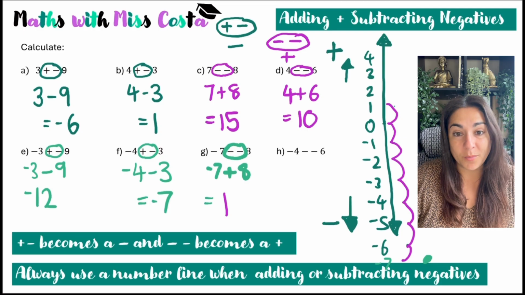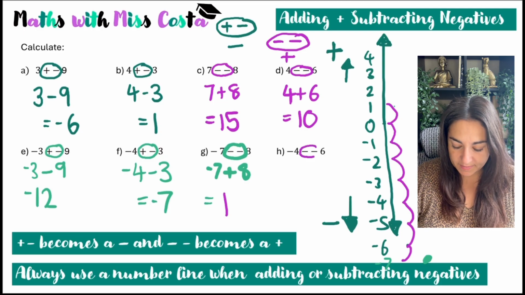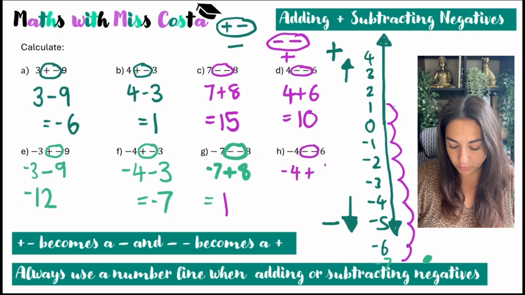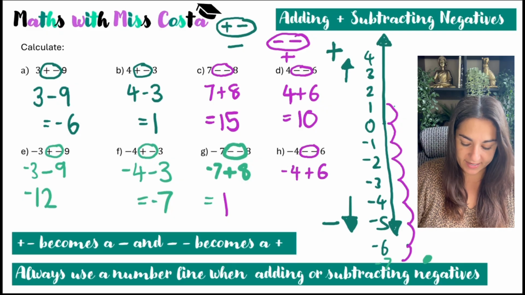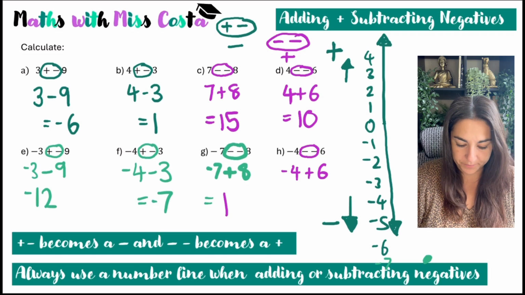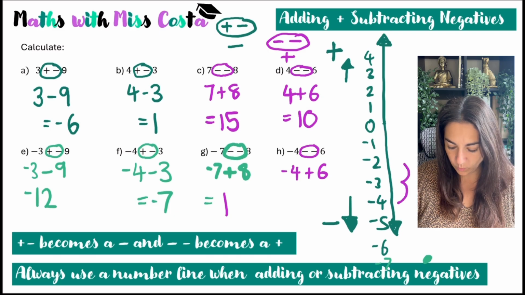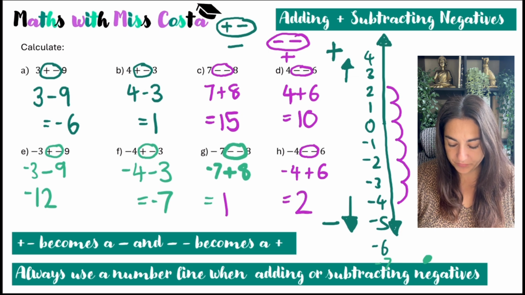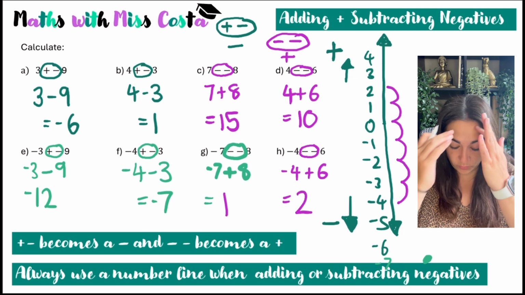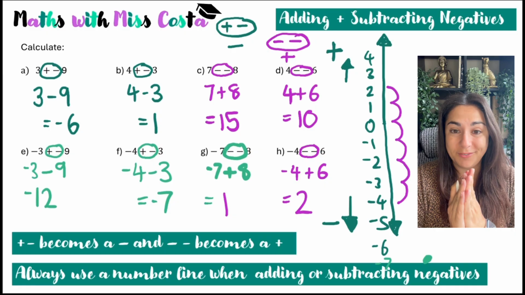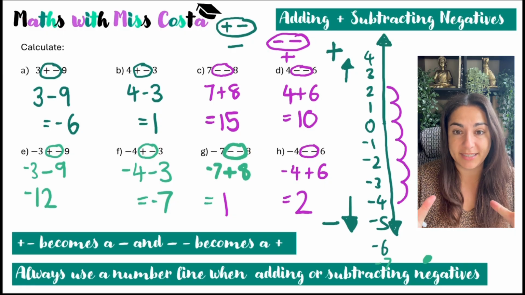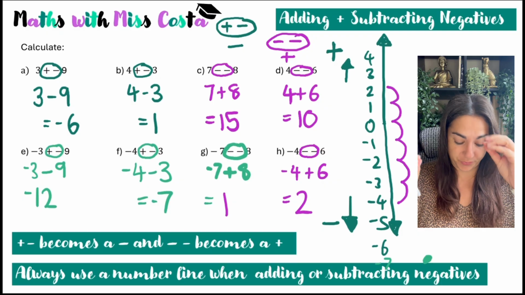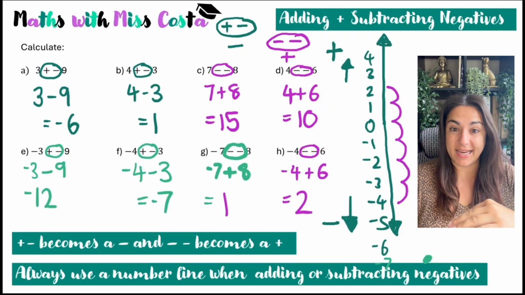Finally, we've got minus 4 minus minus 6. Taking away a negative is the same as adding. So that would become minus 4 plus 6. So again, we can look on our number line. We've got minus 4, 1, 2, 3, 4, 5, 6. If you're not super confident on negatives, I would really encourage you to draw yourself a number line and see if you can use that trick when it's a negative number taking away a negative.